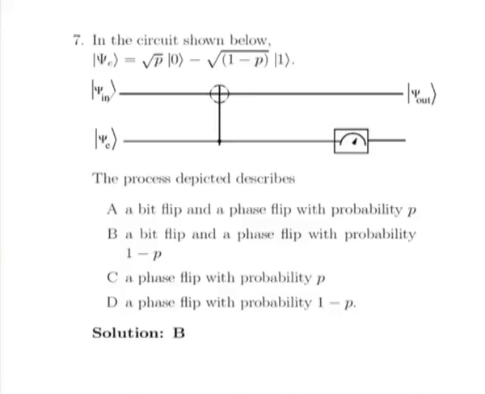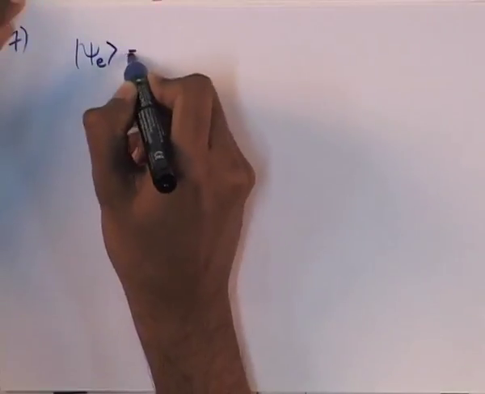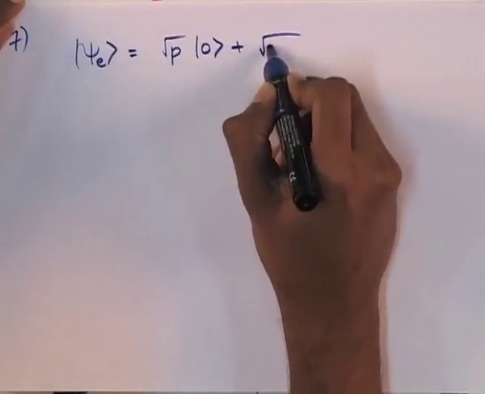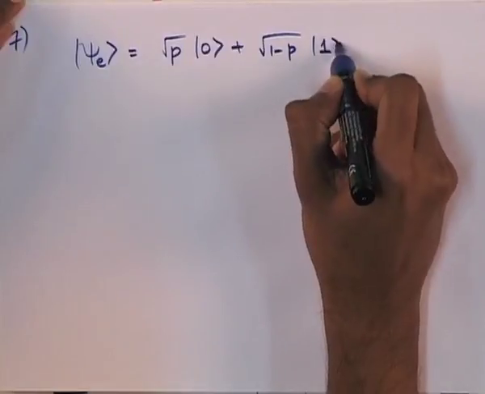So let us look at question 7. In question 7, we are given a similar circuit as in question 6, but psi e changes, where psi e is root p times qubit 0 minus root 1 minus p times qubit 1.